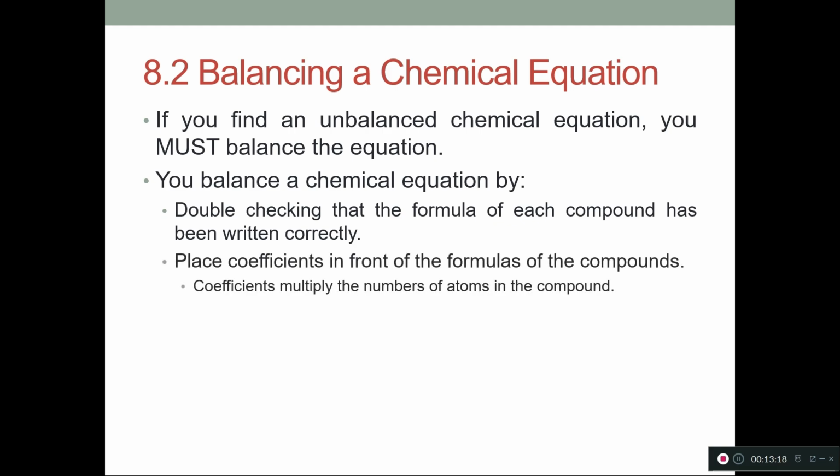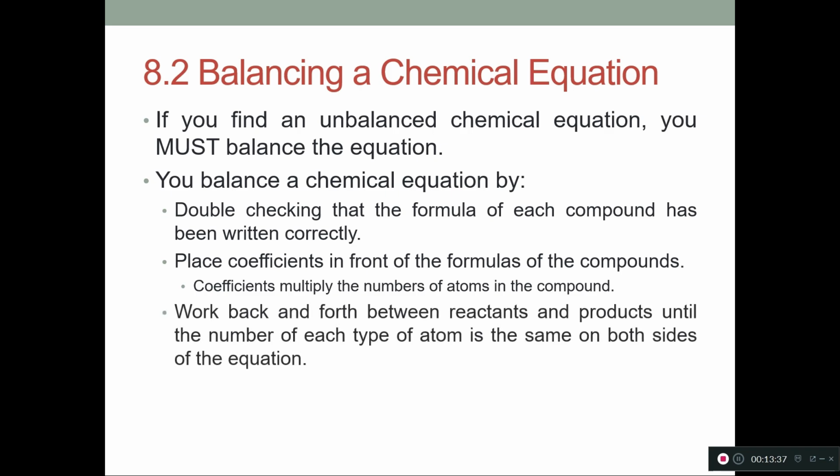Then we want to place coefficients in front of the compounds. So the coefficients, remember, these multiply all of the atoms in the compound. So if we put a 2 in front of H2O, that means that we have 4 hydrogens and 2 oxygens, because that coefficient multiplies everything in the compound. Then we want to work back and forth between the reactants and products until the number of each type of atom is the same on both sides of the equation.